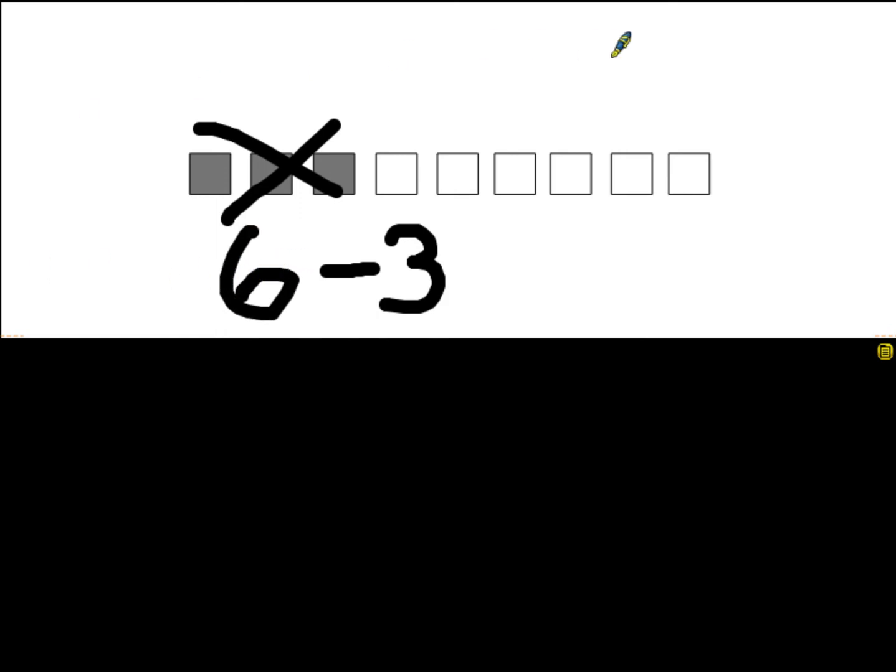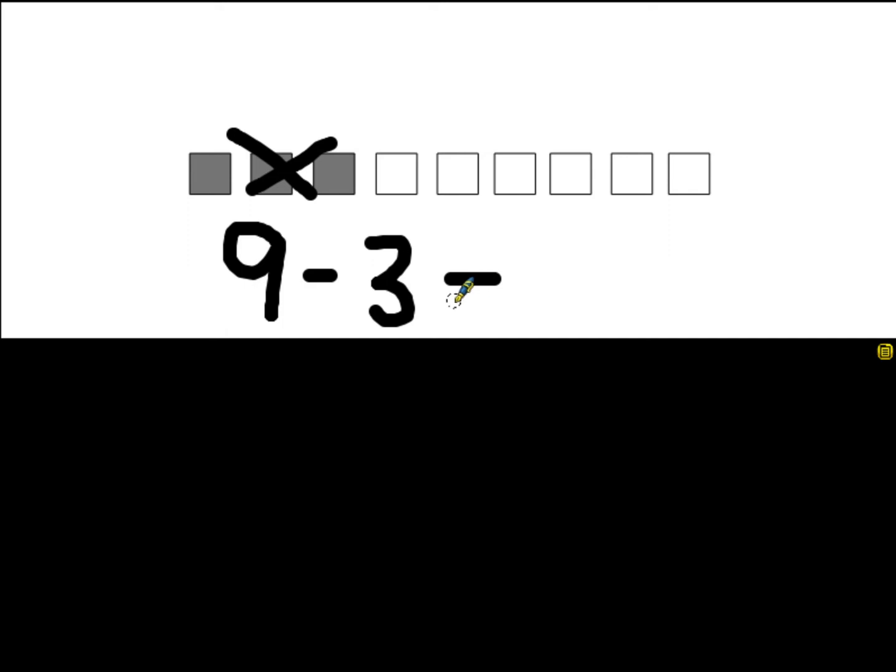No. When we do takeaway, first we start with how many do we have all together? 1, 2, 3, 4, 5, 6, 7, 8, 9. So we started with 9. If we take away 3, how many do we have left? We have the white ones left. 6 white ones left.